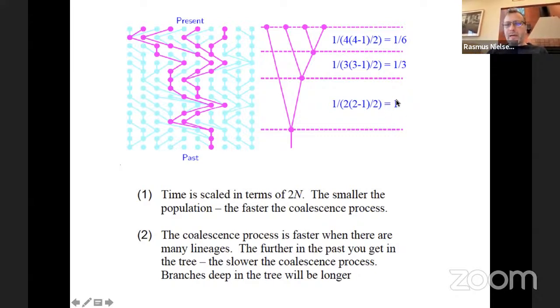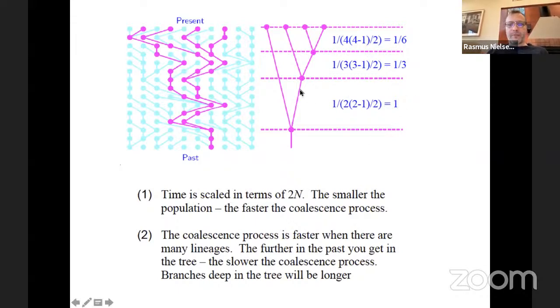So what are the units here of these? Well, these are in units of 2n generations. So when I say that the expected waiting time here is 1, that is really 2n generations. I mean, 1/3 here, that's 1/3 of 2n generations. So 2/3 n generations, where n is the population size, not the sample size, but the population size.